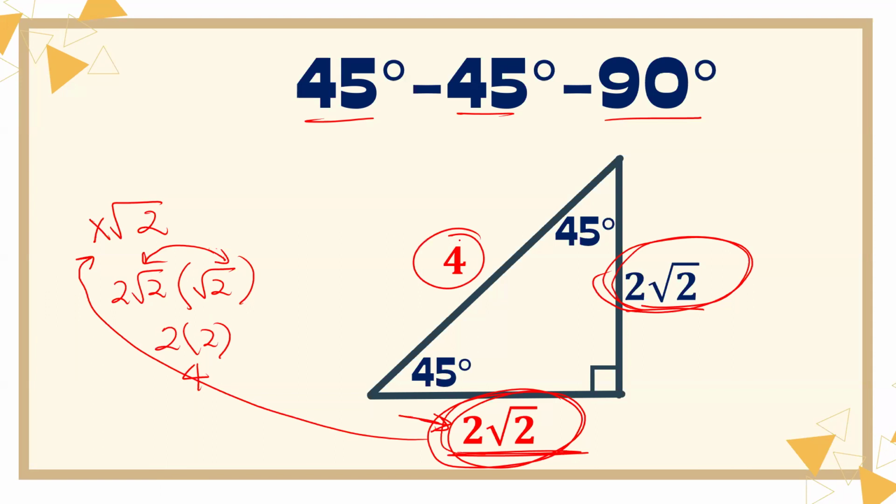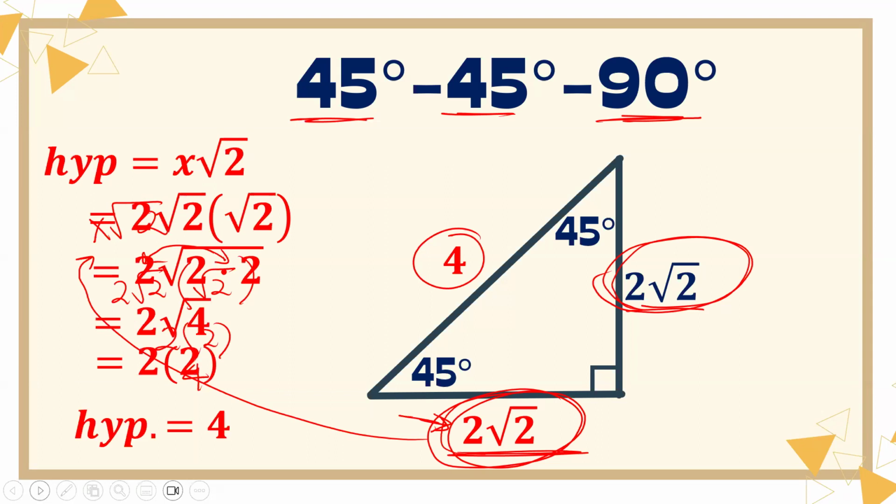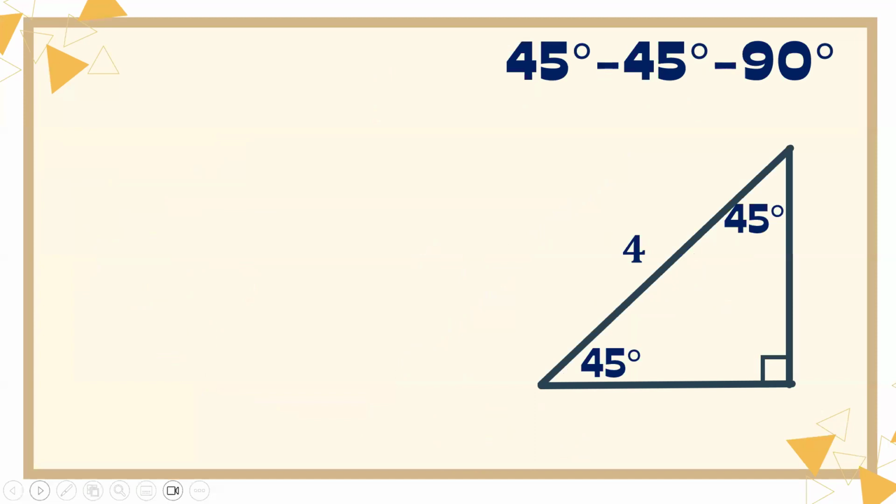Very good. So that's how easy it is to determine the length of the sides of a 45, 45, 90 degree right triangle. So we have the detailed calculations here, and the hypotenuse is equal to 4.